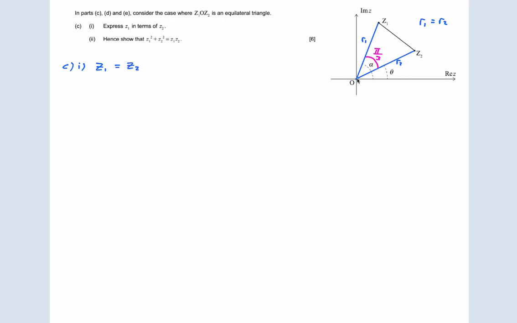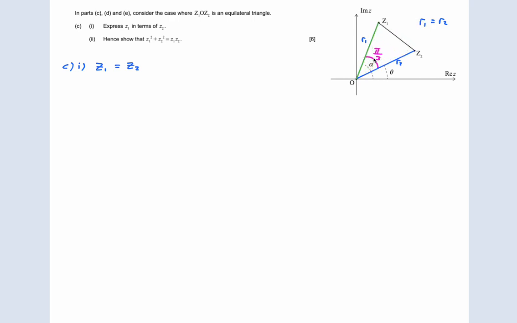Now, because the lengths are the same, it's just a rotation. So we're just rotating to here. So that, when we multiply complex numbers, what happens is we multiply the moduli and we add the argument, which means it's a rotation. So it'll just rotate it to here.